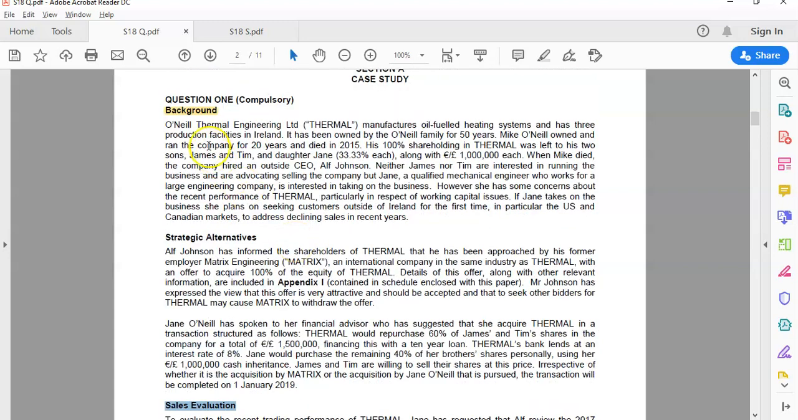So the background of this is O'Neill Thermal Engineering. The main shareholder, Mike O'Neill, died in 2015, and he left it to his 3 children, James, Tim, and Jane, at a third holding each. So neither of the 2 lads are interested in running the business, but Jane is a qualified engineer. She's thinking about taking over the business. And there's an element of company valuations and financing, which is part of the overall case study that we're not looking at in this particular recording.